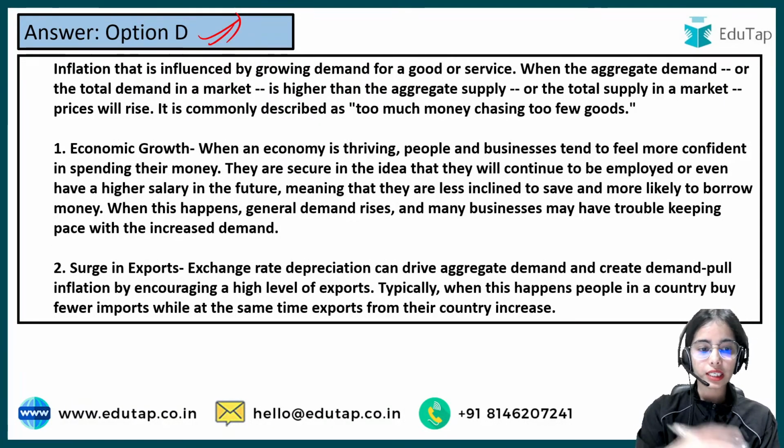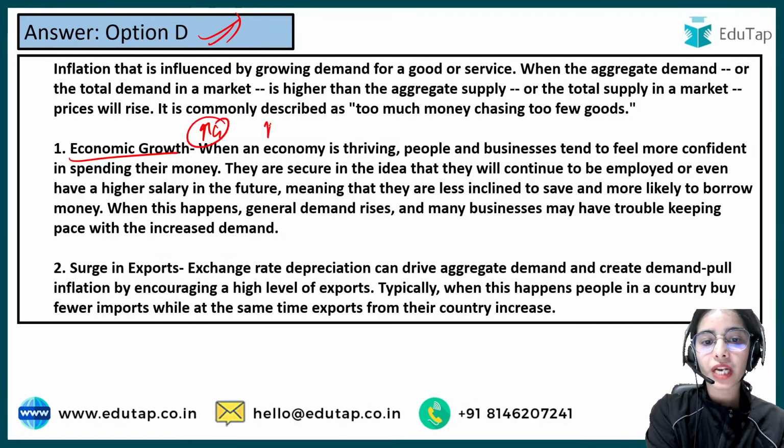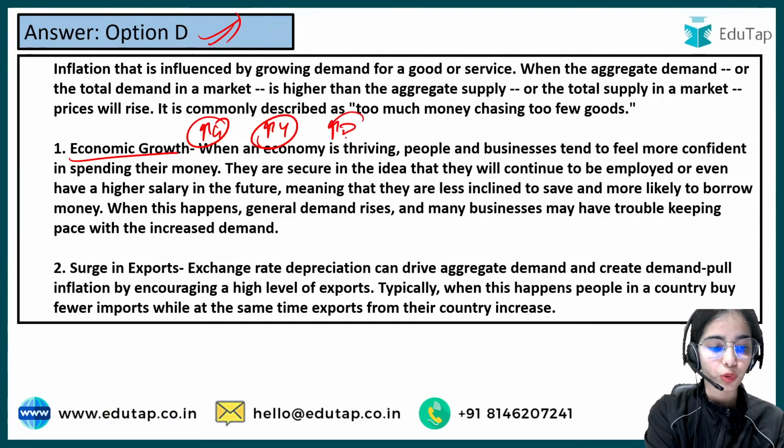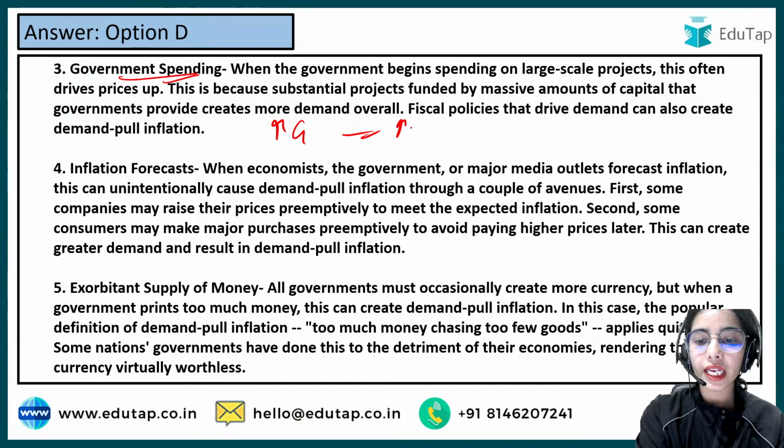Now these are the reasons how the demand can increase. Because of the economic growth, the people have more income, they will demand more. Surge in exports are higher, so the aggregate demand will be higher. Government spending: if the government is spending more, aggregate demand will increase.